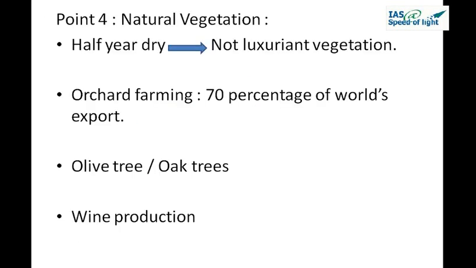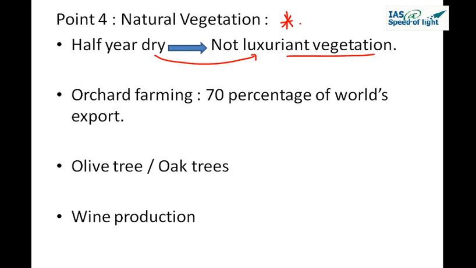The point number 4 which we need to remember for the Mediterranean is the natural vegetation which is prominent in the Mediterranean part. So we have seen it is a winter rainfall, and in summers we are having rainfall, but which is very scanty. So half year dry, right. If any region is going to have half year no precipitation or no rainfall, the direct implication is no luxurious vegetation.